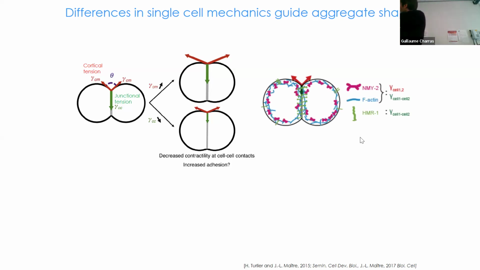On a molecular level, the tension at the free surfaces, the cortical tension, is controlled by myosin and actin. And then at cell-cell contacts, you've got cadherins that come in and play a role. And the cadherins can have two contributions. They can either have an indirect contribution via signaling, or they can have a direct contribution via the adhesion.